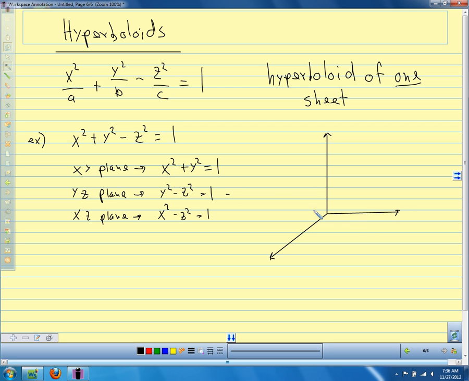So in the xy plane, I have a circle. So I'm going to sketch a circle here. In the yz plane, I have a hyperbola, and my hyperbola is going to look like this, and I'll sketch this one back here on the negative side also. And in the xz plane, I'm also going to have a hyperbola, and that hyperbola is going to go like so, right through here, and then go down here. And then same on the negative side also.